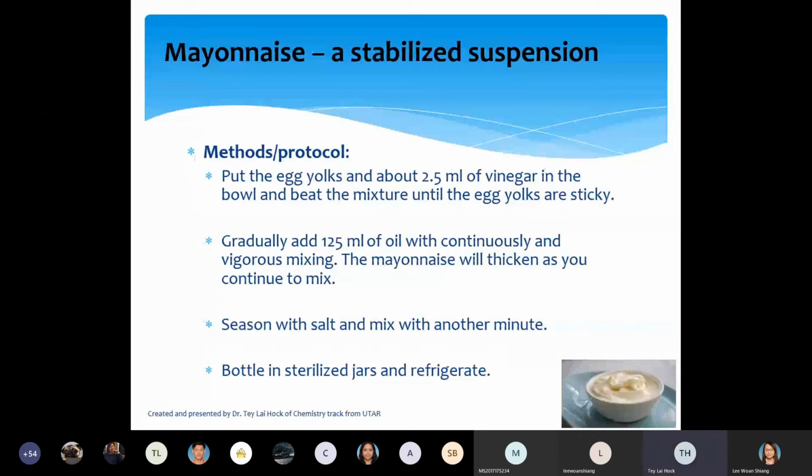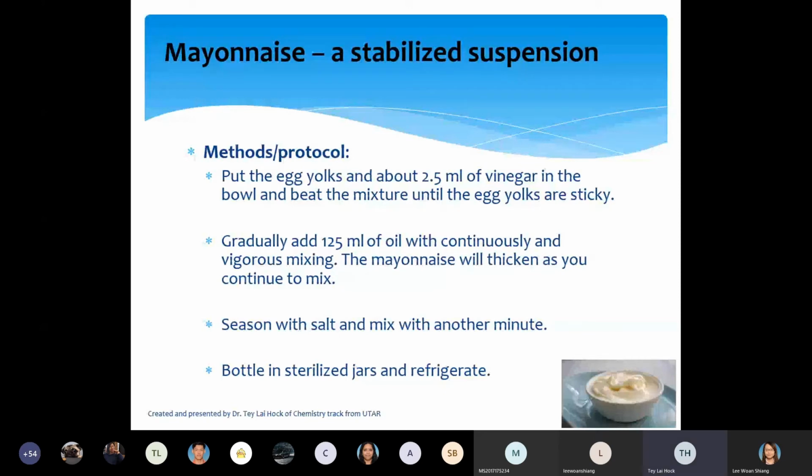All right, so once we have cracked the egg, separate your egg yolk. Next, add your egg yolk and mix it with your vinegar. One teaspoon is about 2.5 ml, or maybe a little bit more or less, it's okay as well, no problem. Mix them up, beat them until the egg yolks are sticky.